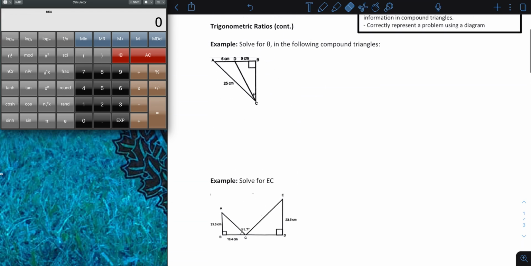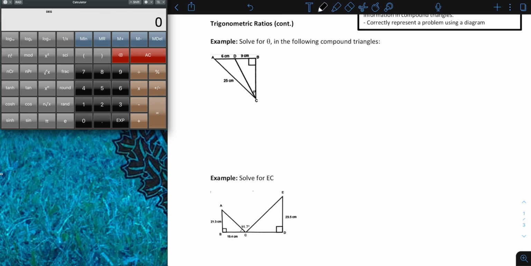So let's take a look at these 2 compound triangles. In the first one, the first thing I want to do is take a look at triangle ABC, the big one, A, B, C. What I want to do here is find side length A.